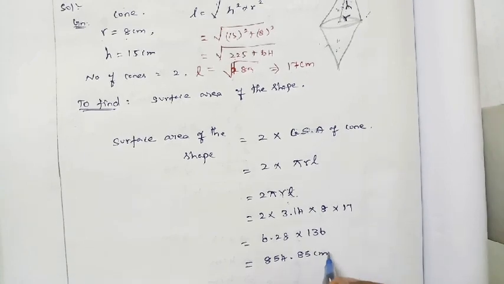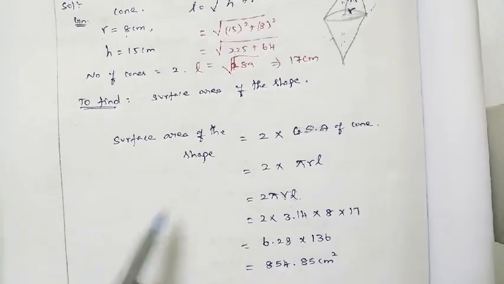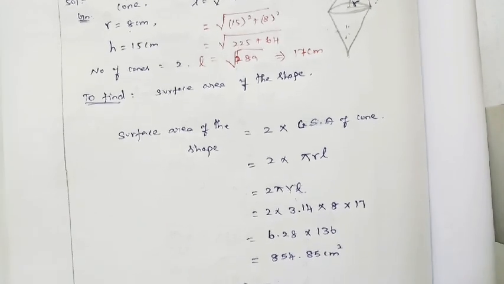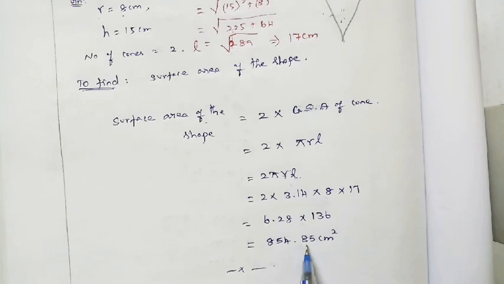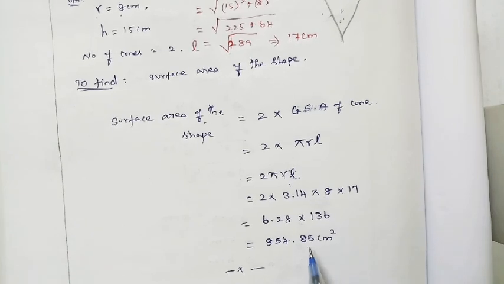854.85 centimeter square, right? Therefore, the surface area of the shape is equal to 854.85 centimeter square. Understood? So this is nothing but a combination of solids.